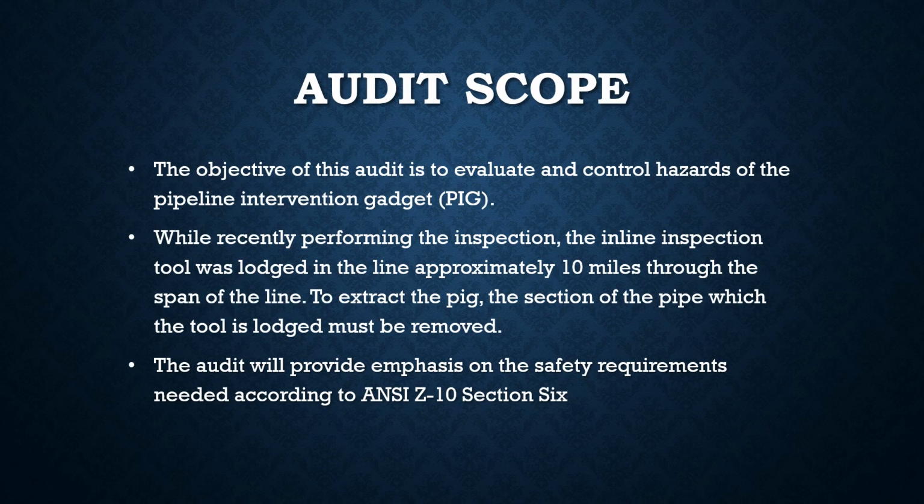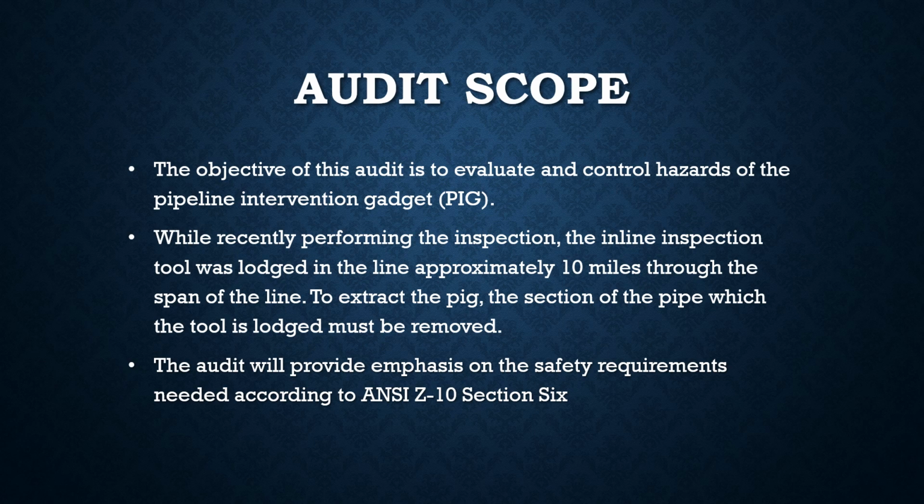First and foremost is the audit scope. The objective of this audit is to evaluate and control hazards of the pipeline intervention gadget, also known as the PIG operation. Every 5 years, we perform this inline inspection. Unfortunately, during this operation, our smart PIG, our inline inspection tool, was lodged approximately 10 miles through the span of the line. So to extract the pig, the section of the pipeline must be cut out and the object must be removed, and then the pipeline must be replaced.